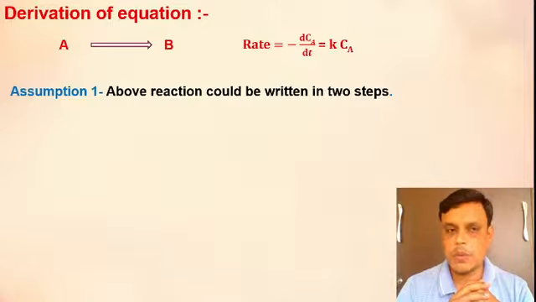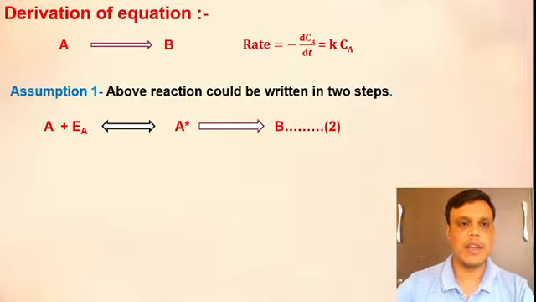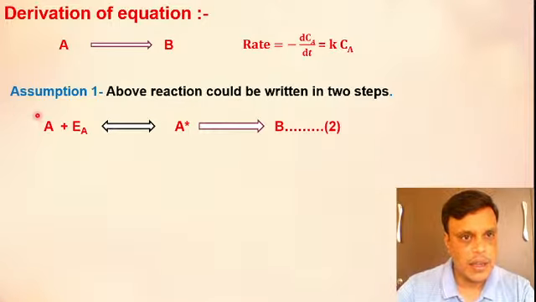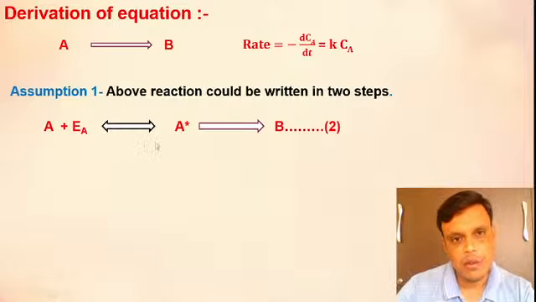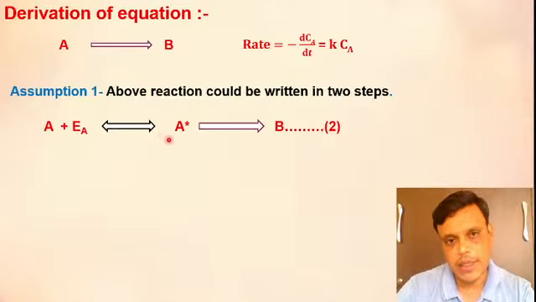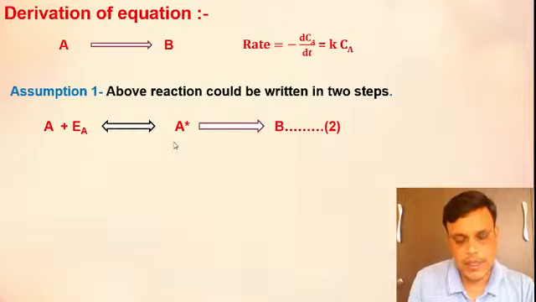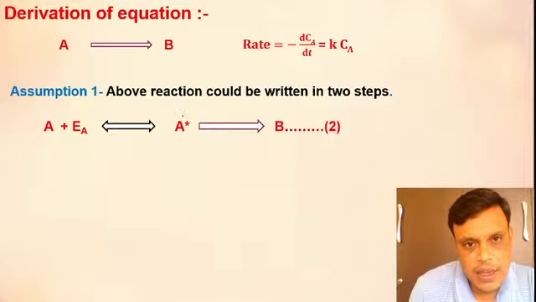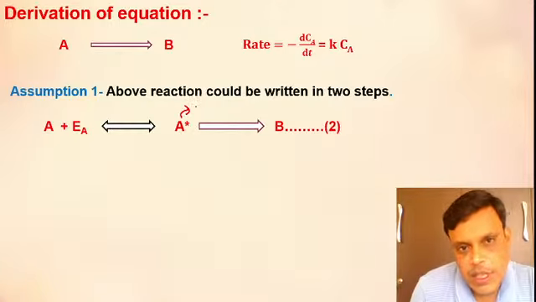What happens in the two steps? Let us see the first. This reactant A first gets the energy Ea, that is the energy of activation, and goes into the activated complex. This is called the activated complex, A star. Why is there a star? Because it is the activated complex.